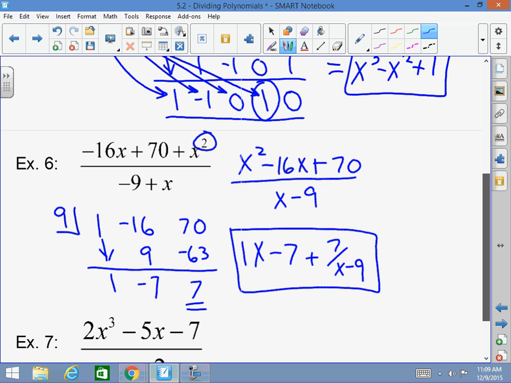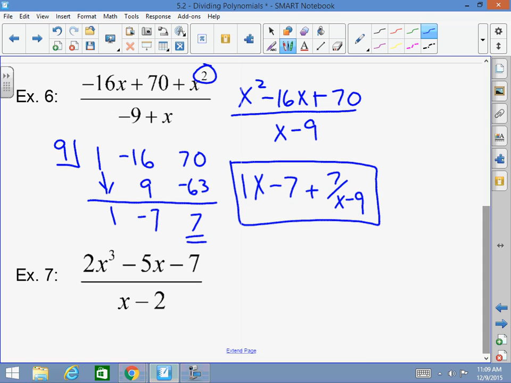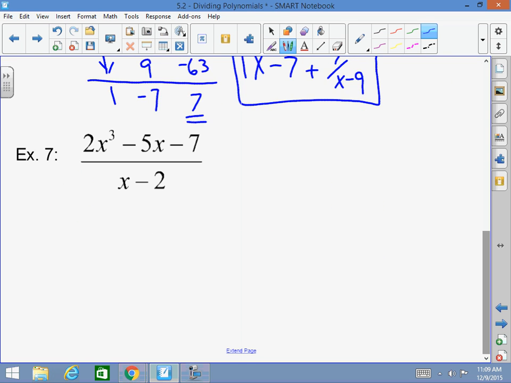And last but not least, my root is 2. My coefficients in order: 2 for the x cubed, 0 for x squared because it's missing, negative 5 for the x, and negative 7 for the constant.